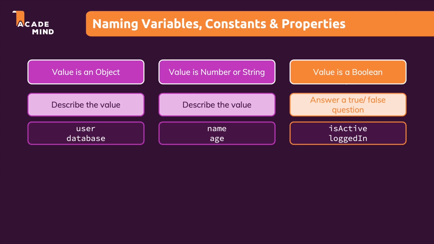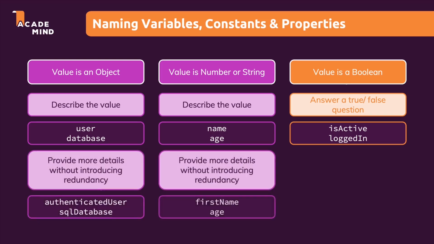Now you might want to consider providing more details and more information where it makes sense, but you don't want to introduce extra redundancy. For example, if your user in a certain branch of your code is always an authenticated user, you could consider naming that variable authenticatedUser to make it really clear to everyone who reads that code that you're only acting on an authenticated user here. If it's a customer, you could name it customer instead of user to have this more specific name. If it's a SQL database, you could use that as a name to make it really clear which kind of database you are working on.